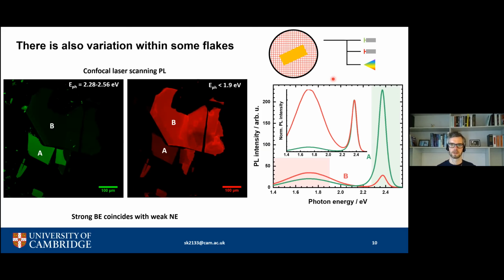Here you can also see, if we go to different areas and take the spectrum, how we cover these two different spectral areas. And what should immediately be clear here is that we have, for example, this area A and this area B. In A, we have very strong green emission, the free exciton, and in area B, we have weak green emission, but very strong red emission. In other words, this strong broad emission coincides with a very weak narrow emission. There seems to be some sort of trade-off.